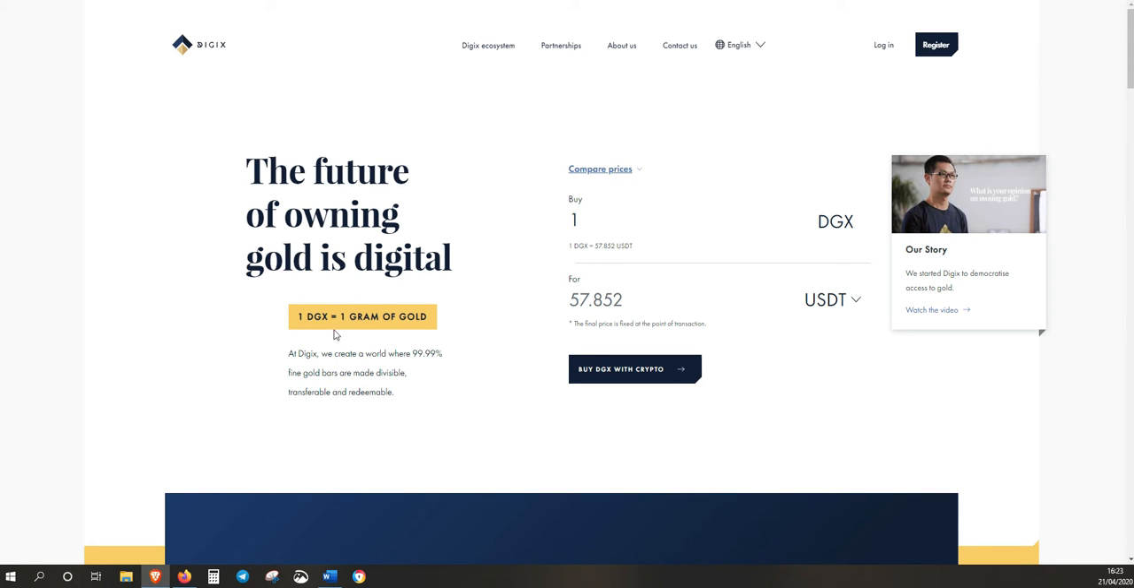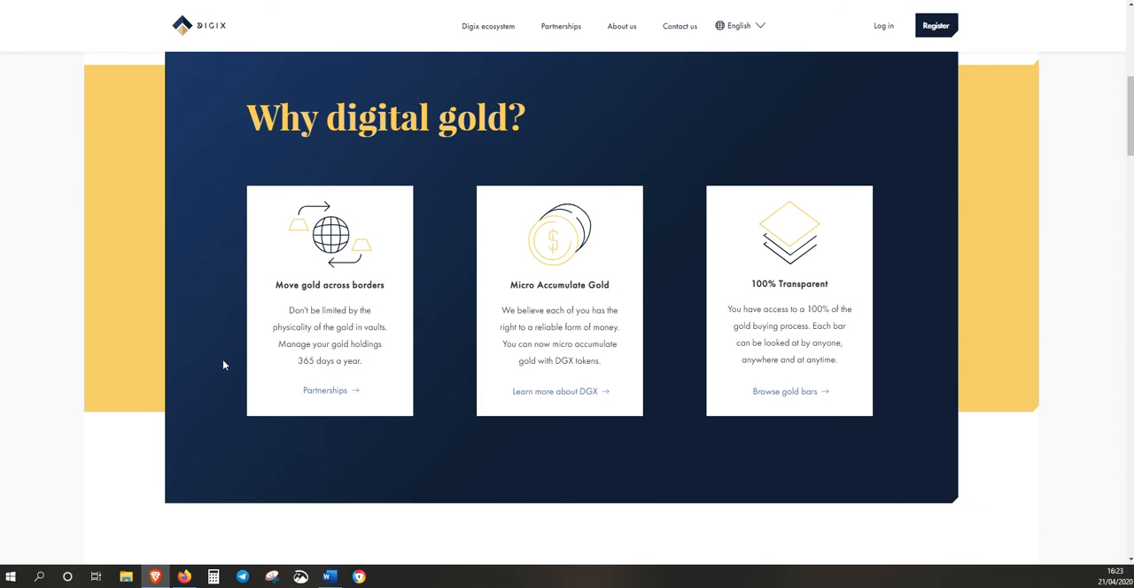As you can see, 1 DGX equals 1 gram of gold, and they're able to confirm this with a protocol that they have. So you can see, 100% transparent. This is the key. The confidence is obviously there, and each bar can be looked at by anyone, anywhere, and anytime. I'm going to get into this when I wrap up the video, but this is the key part when it comes to confidence and trust.